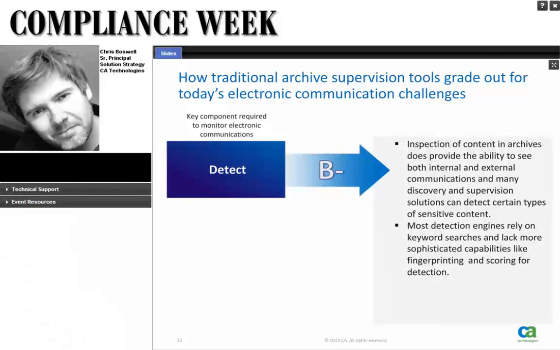I've put together a quick report card that will grade out those types of tools today and how they're really geared to manage the threats that we've been talking about on this call. So if you're doing supervision from an archive, the nice thing about it, we talk about the three tenets: detect, control, and review. From a detection perspective, we'll give them a grade of a B-. And that's because while they see all of the internal and external communications, that's great. Their detection engines are really more hot word or keyword based, and they lack a lot of the sophisticated capabilities to really filter out noise and unwanted content.